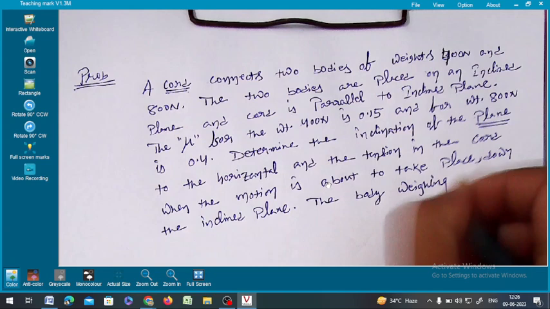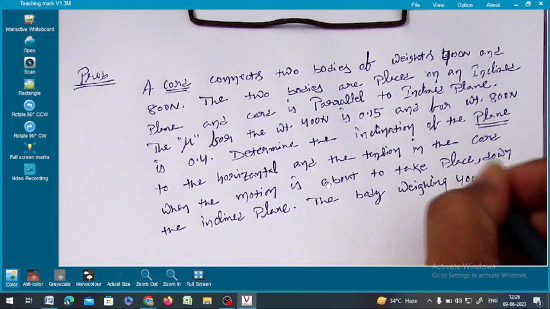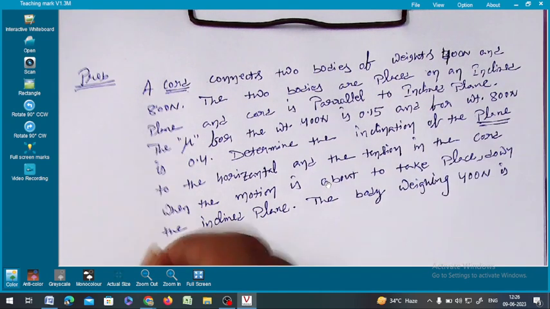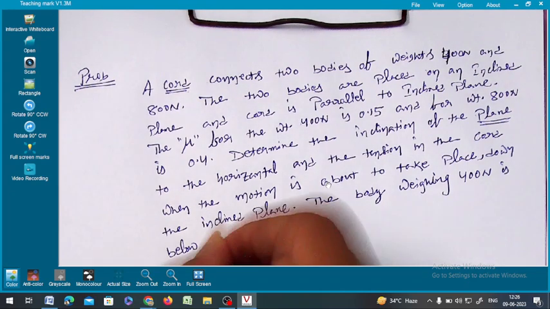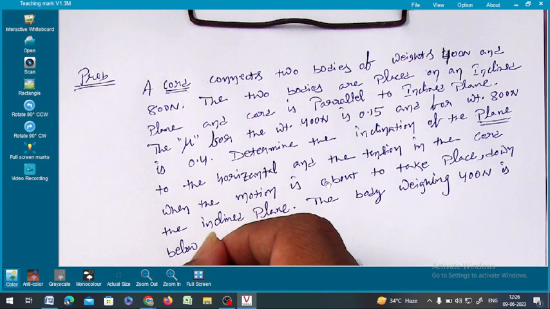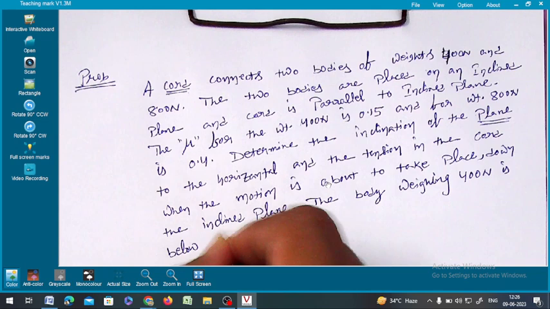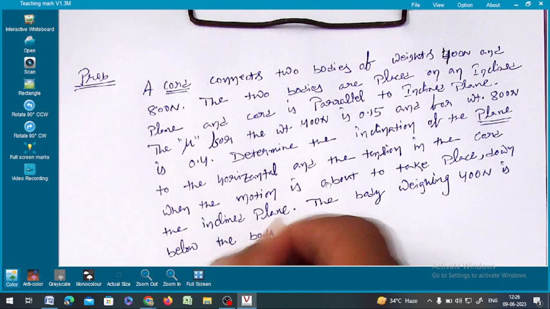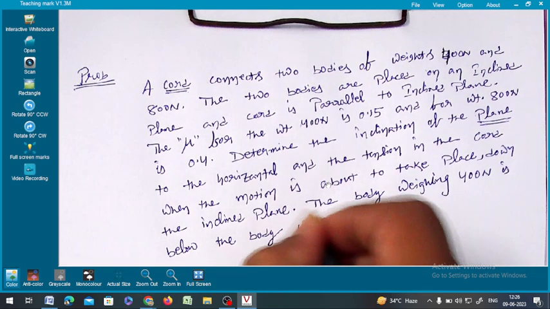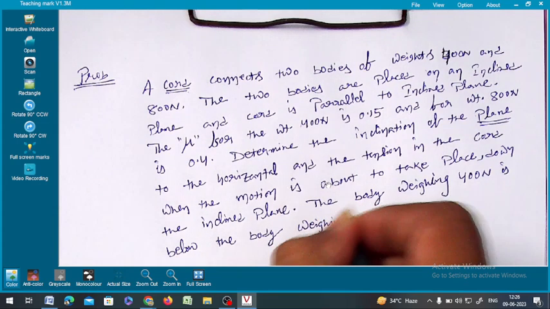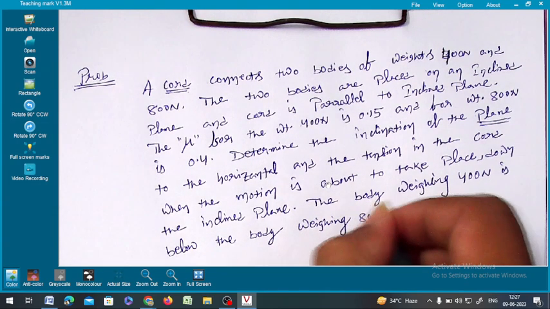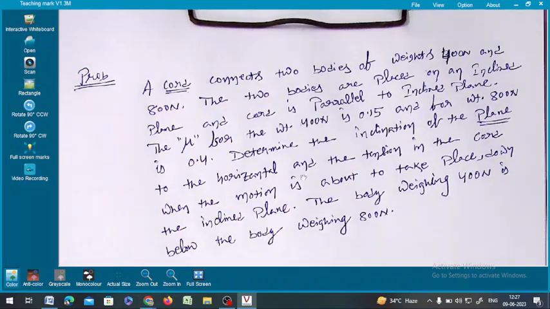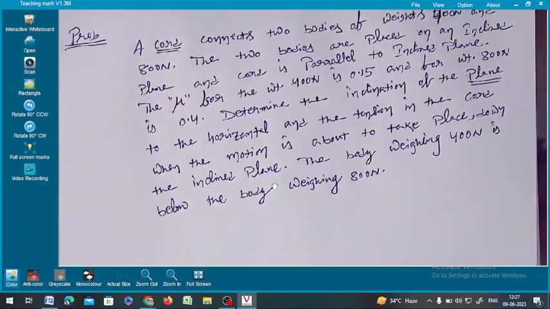The body weighing 400 Newton is below the body weighing 800 Newton. So this is the question. So based on the question, we have to draw the diagram.